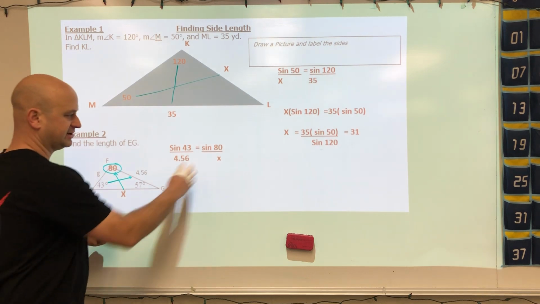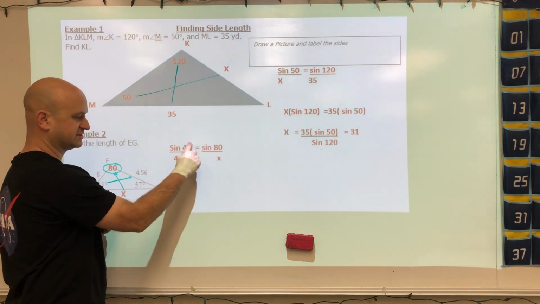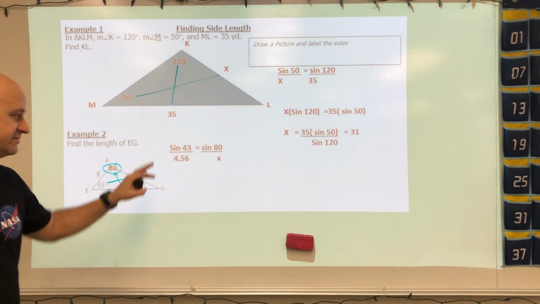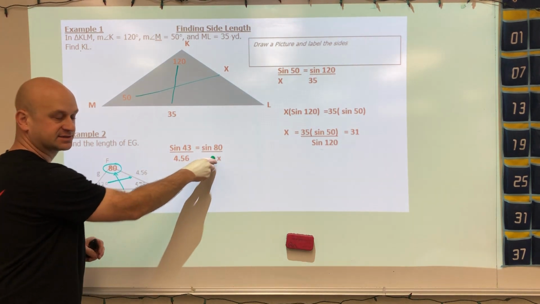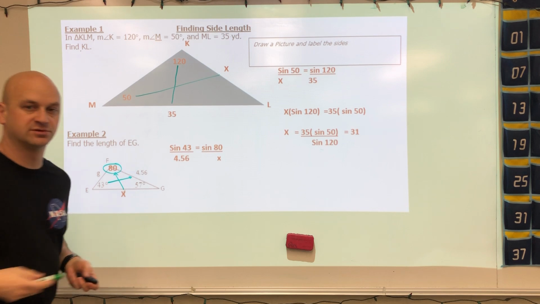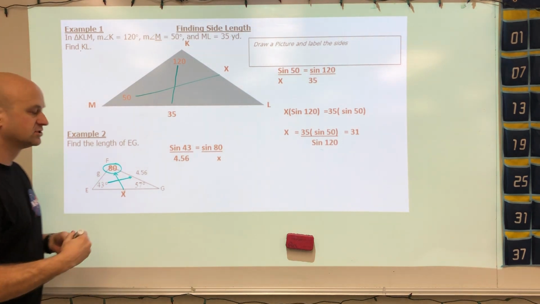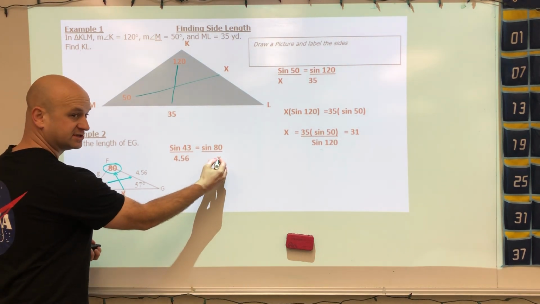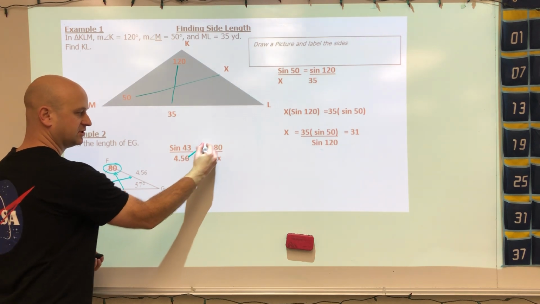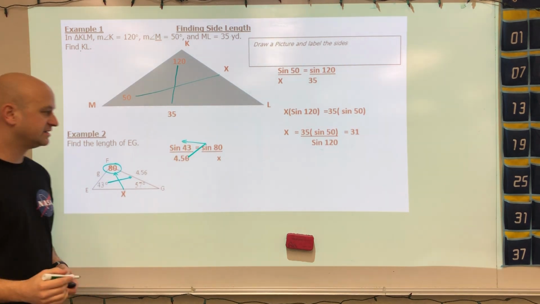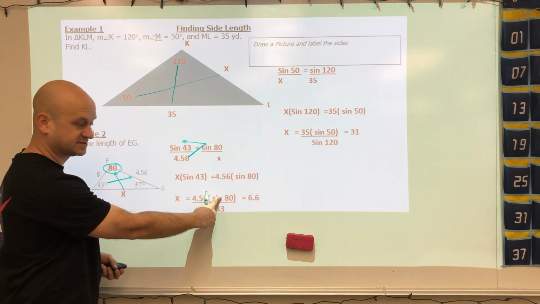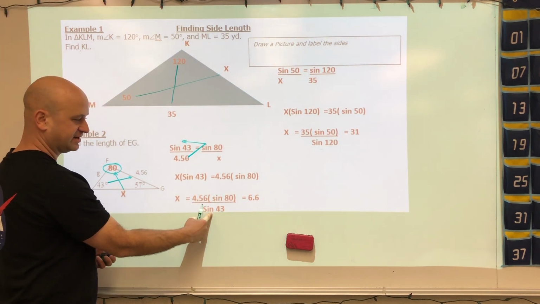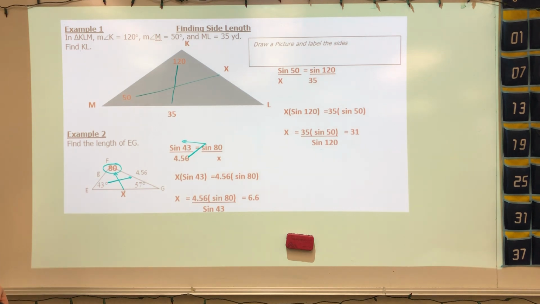Okay, and it doesn't matter if we did sine of 80 over x first and sine of 43 over 4.56 second, that would work. But what has to be true is that the 80 and the x go together, the 43 and the 4.56 go together. Okay, so where's the variable at now? The variable is here, so we're gonna start over here, cross multiply, and then divide. Okay, so we cross multiply 4.56 times sine of 80, and then divide by that, and we should get 6.6 for your answer.